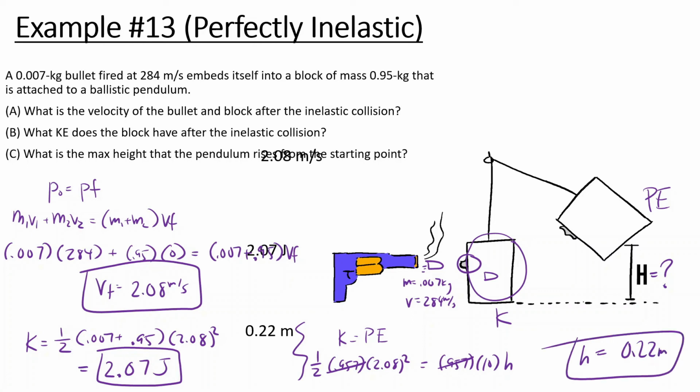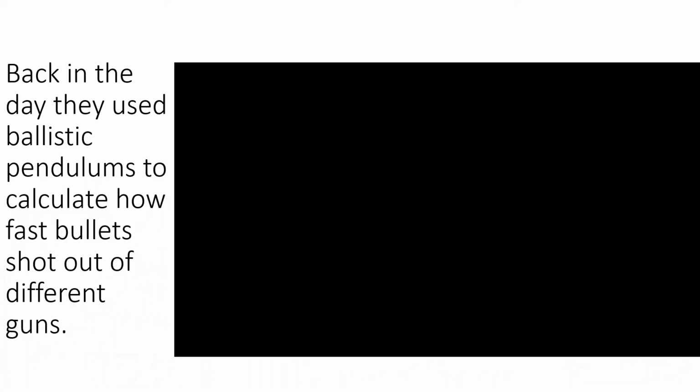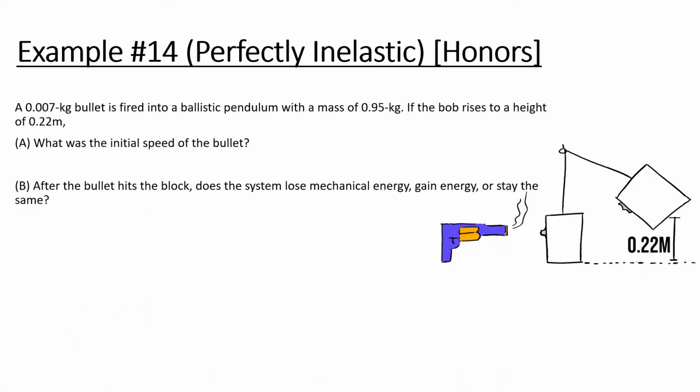Okay. All right, last problem. Last problem here, example number 14. A 0.007 kilogram bullet is fired into a ballistic pendulum with a mass of 0.95 kilograms. If the bob rises to a height of 0.22 meters, what was the initial speed of the bullet? After the bullet hits the block, does the system lose mechanical energy, gain energy, or stay the same?